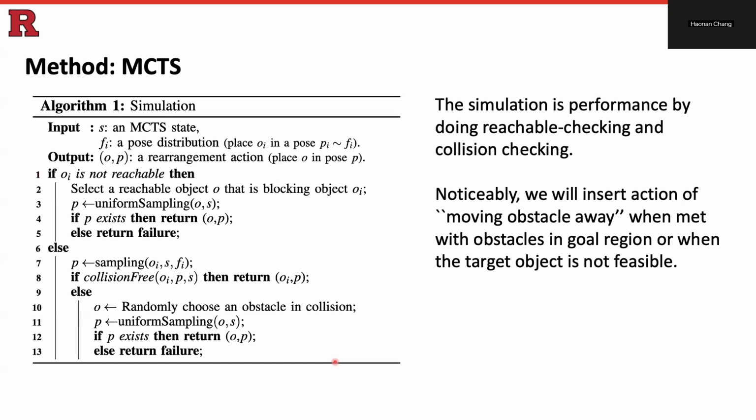In the simulation step, we are performing a reachability check. We will check which objects are reachable or not reachable. And we will also check collision: if I want to do this action, is this action collision free, or will this action be in collision with some other objects. In either case, we will insert the action of moving an obstacle away when we meet an obstacle in the goal region or when a target object is not visible.